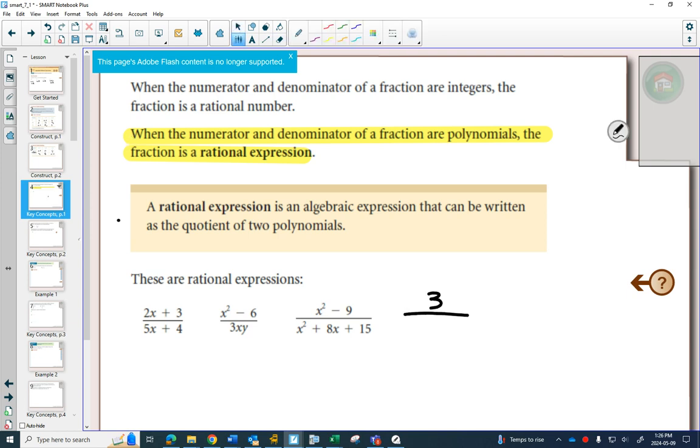But if you had 3 over x squared plus 1, this would be considered a rational expression because 3 technically is a polynomial that just doesn't have any variables.